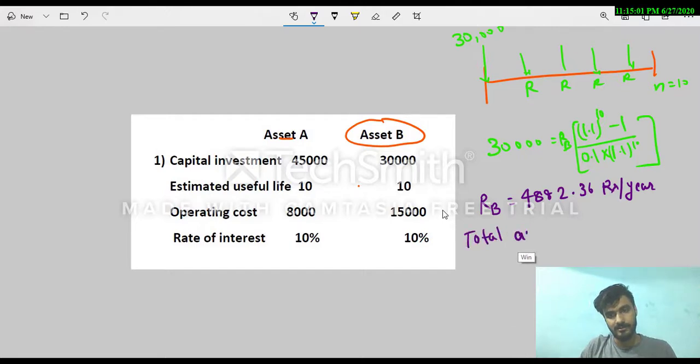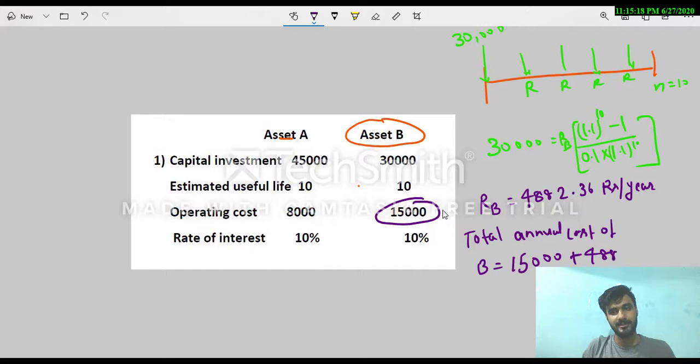So you can write total annual cost of project B, that is equals to the operating cost, that is given, that is 15,000 per year. So 15,000 plus you have to add 4882.36, and this will be in rupees per year, because you are going to calculate on the yearly basis, and that will equal 19,882.36 rupees.